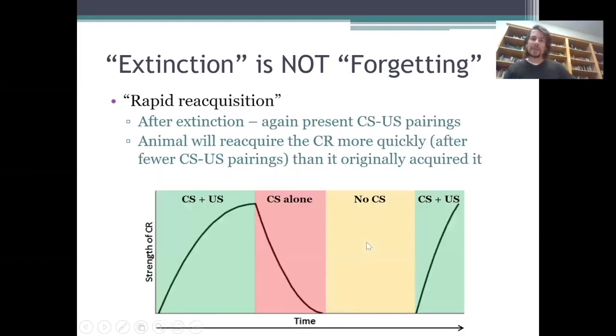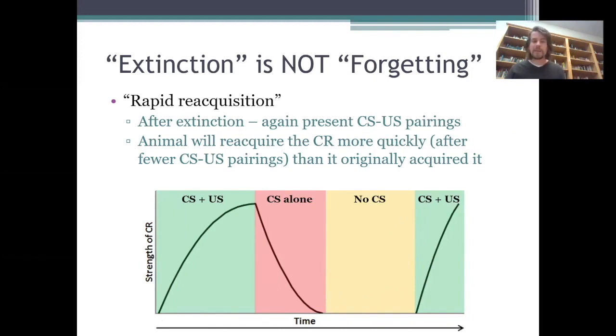And a related phenomenon is called rapid reacquisition, which, as the name suggests, is the tendency for an animal to reacquire a conditioned response more quickly, in fewer trials, than it originally acquired it. So something else you could do here at the end of the extinction phase would be, rather than just letting some time pass and then presenting the CS all by itself again, what you could do instead is go back to pairing the CS with the US again.